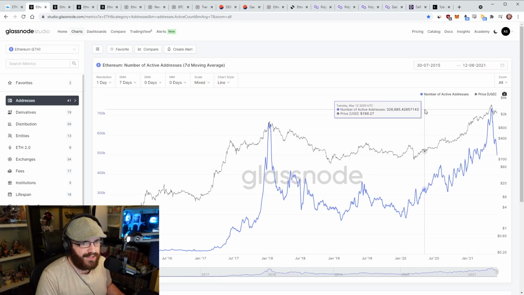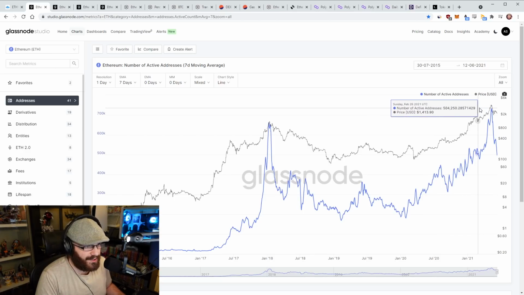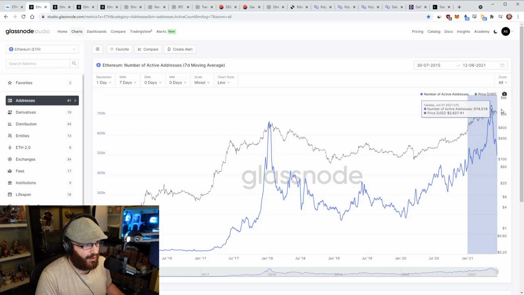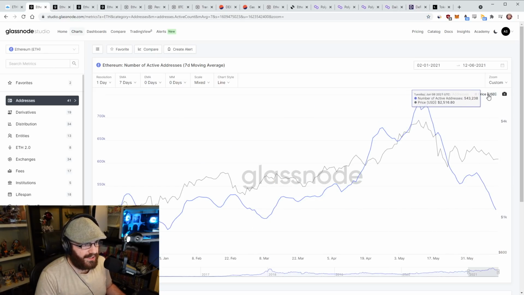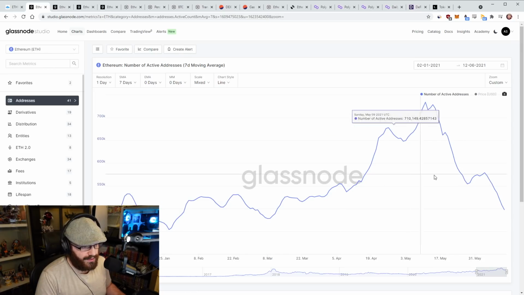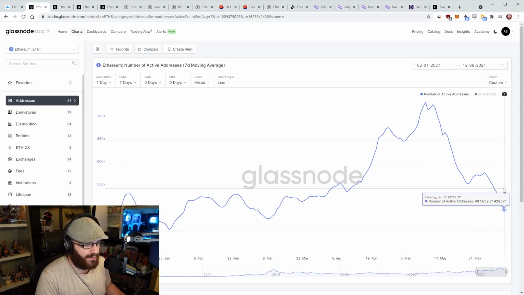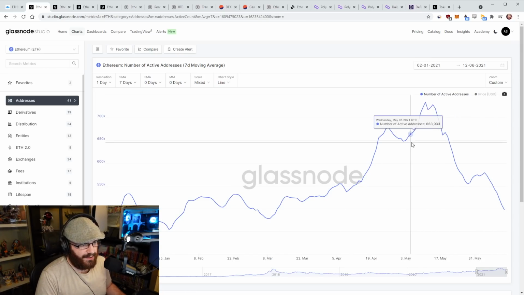So you can see here, this is the number of active addresses. If I just take from January and zoom in here, you can see January to May, and till today, June 12th, you can see the massive drop off here.